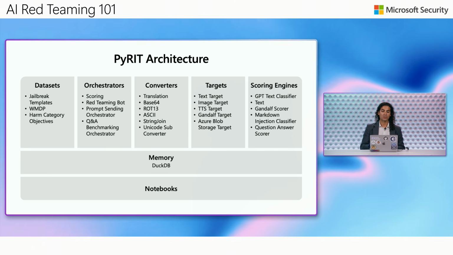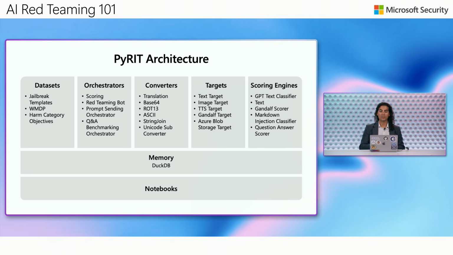Then we have converters. For example, you may have some text you want to translate to another language, or text you want to base64 encode to utilize as part of a payload. These are some of the examples of converters that we have built into PyRIT. Then we have the targets. This could be a text target, an image target, a text-to-speech target, or the Gandalf target that we will be demoing in a little bit. And this is how we start to interact with things that are outside of PyRIT.